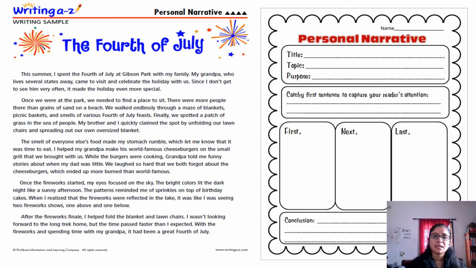Then we walked endlessly through a maze of blankets, picnic baskets, and smells of various 4th of July feasts. Finally, we spotted a patch of grass in the sea of people. My brother and I quickly claimed the spot by unfolding our lawn chairs and spreading out our own oversized blankets.